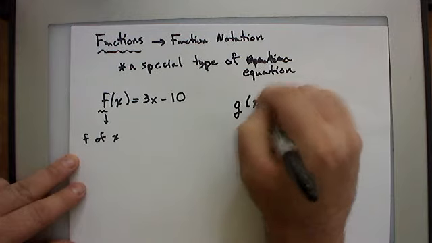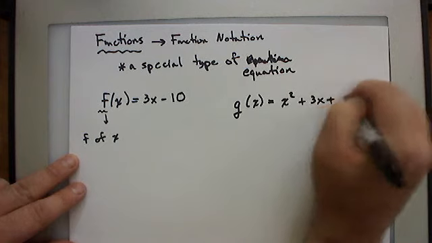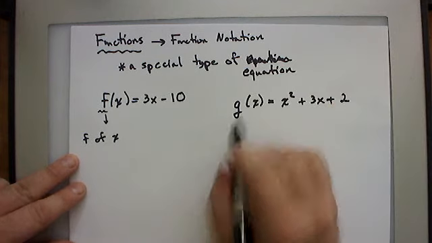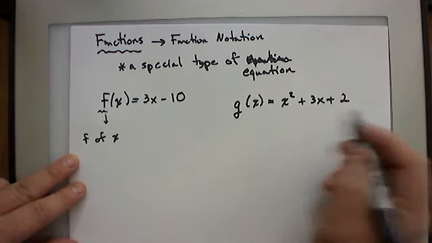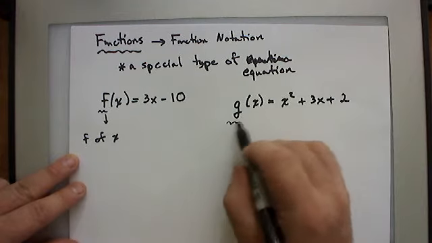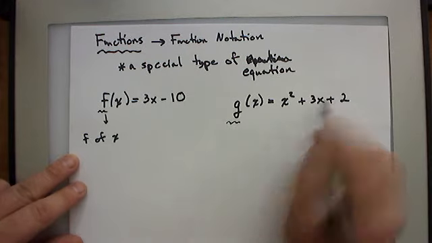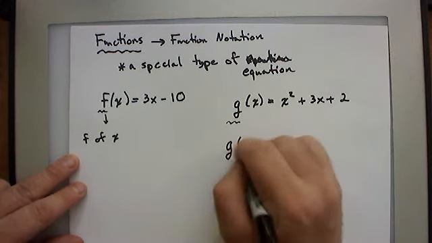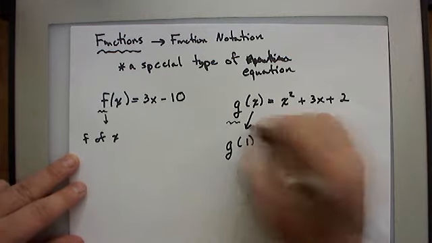You could do g of x equals x squared plus 3x plus 2. And all we're doing is basically saying this is the function g. And if I plug x into it, this is what it looks like. All right. So if I was to say, well, what's g of 1? That's the notation we want you to understand. That's what it's going to look like.